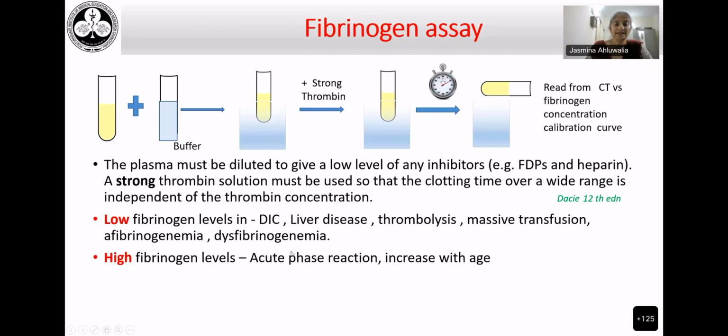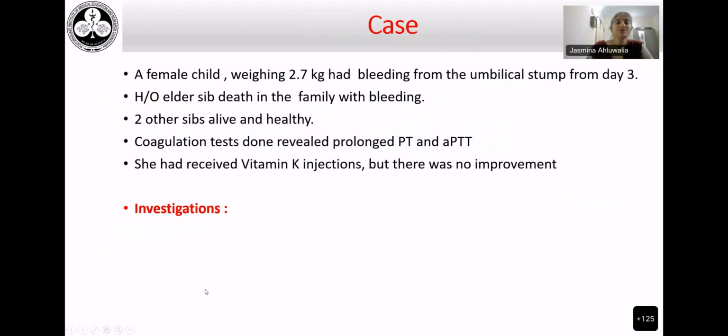Low fibrinogen levels will be seen in DIC, liver disease, thrombolysis, massive transfusion, and in afibrinogenemia, dysfibrinogenemia. Whereas high fibrinogen levels will be seen as an acute phase reaction, and they increase with age. So let me take you to case 2.